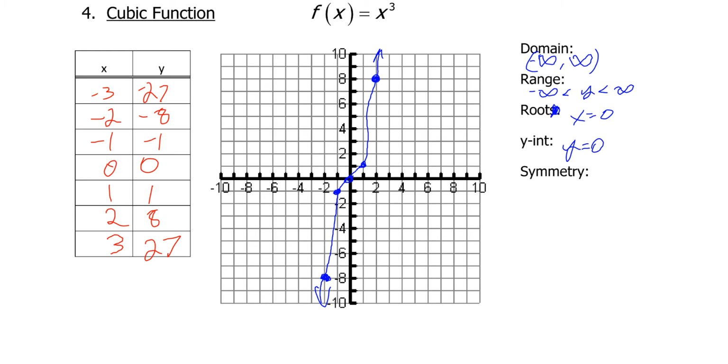And this one has a unique symmetry. If you'll notice, if we fold it across the y-axis or across the x-axis, it doesn't work. It doesn't do anything for us. But if we fold it across the y-axis and the x-axis, it's all of a sudden symmetric. And we call that symmetric about the origin.